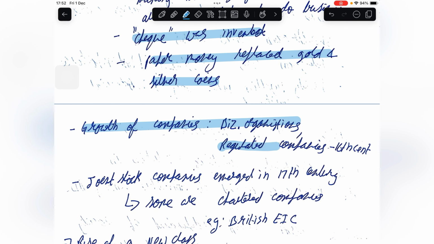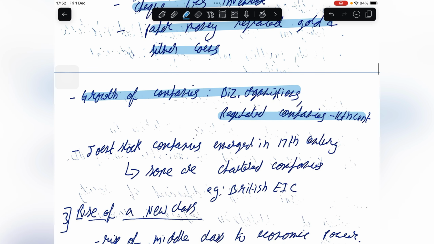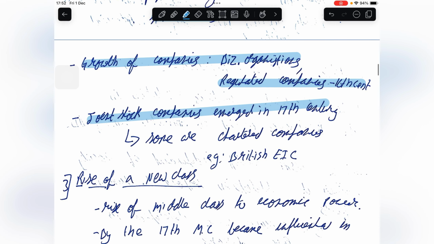Regulated companies came from here only. So the origin of the East India companies can be seen from here. Joint stock companies emerged in the 17th century. As I already told, you can see the example of the British East India Company.